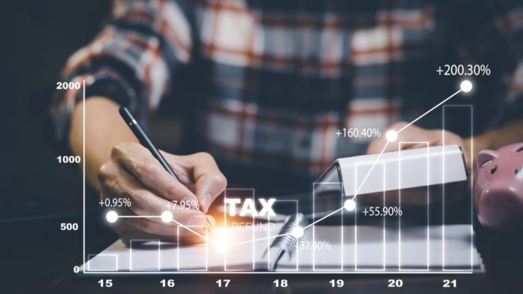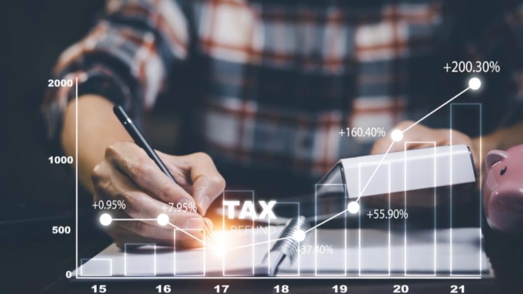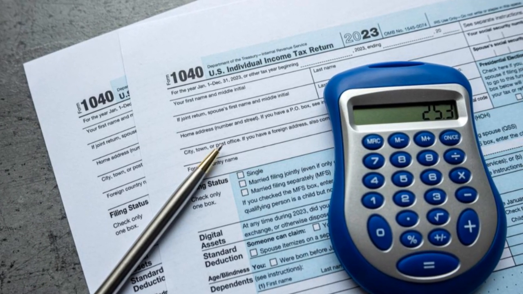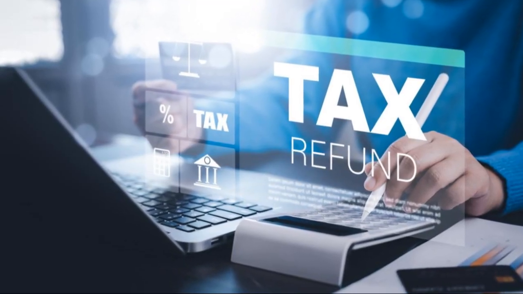To sum up, if you expect to owe $1,000 or more in taxes after credits and withholding, quarterly payments are a must. Calculate based on last year's tax bill or estimate this year's income. It's all about staying ahead and avoiding surprises at tax time.